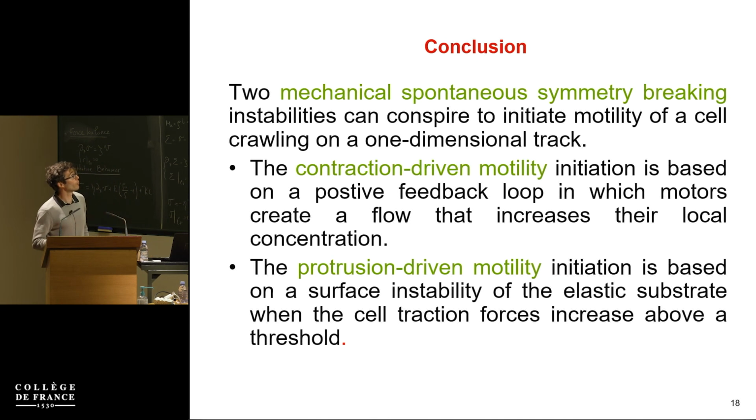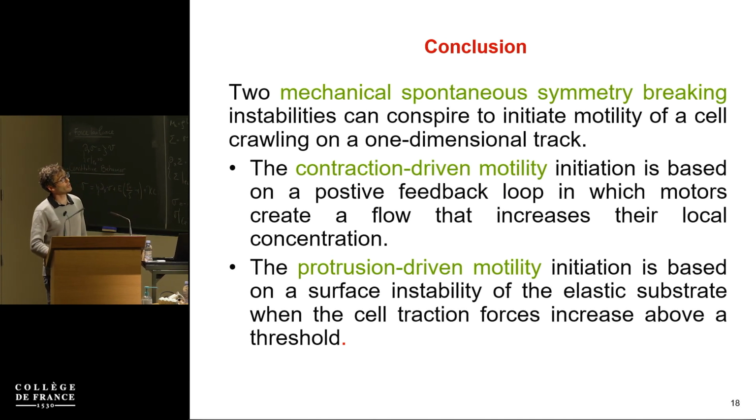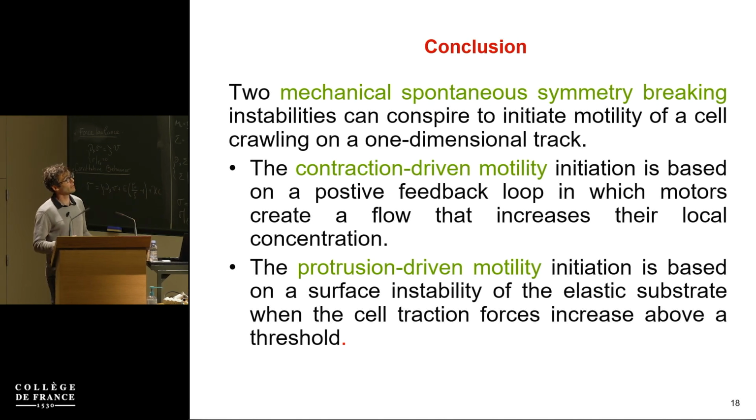And with this, I'm going to conclude. So I've presented two mechanical spontaneous symmetry breaking instabilities, which can, of course, in real systems conspire to initiate motility of a cell in a one-dimensional track. The contraction-driven motility, which is now more well known, is based on a positive feedback loop in which the motors create a flow that increases their local concentration. And the protrusion-driven motility is based on an interaction with the environment where there is a sort of surface buckling of the substrate, which leads to a spontaneous polarization.